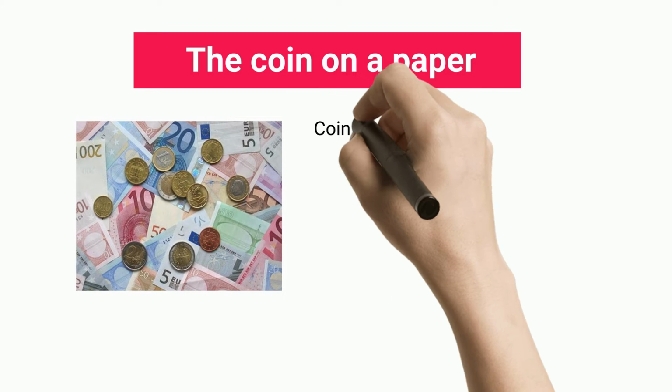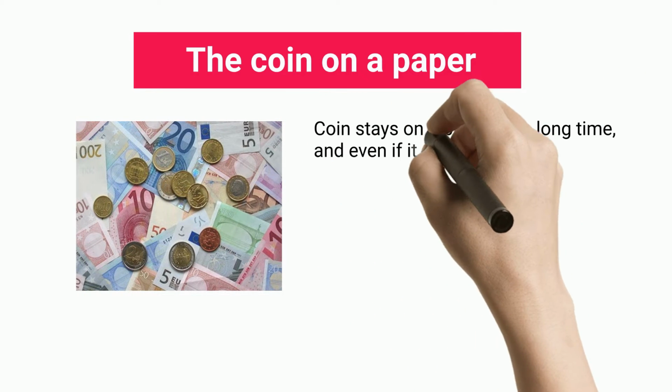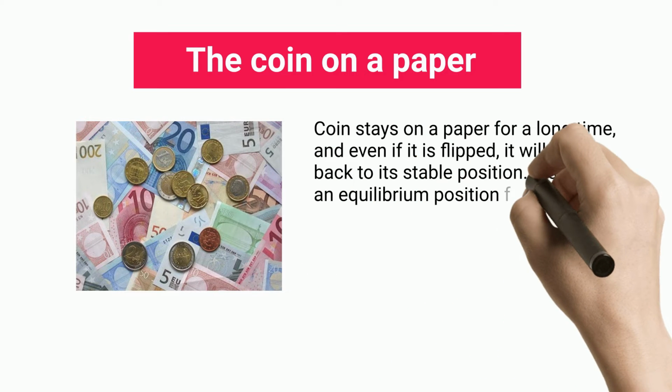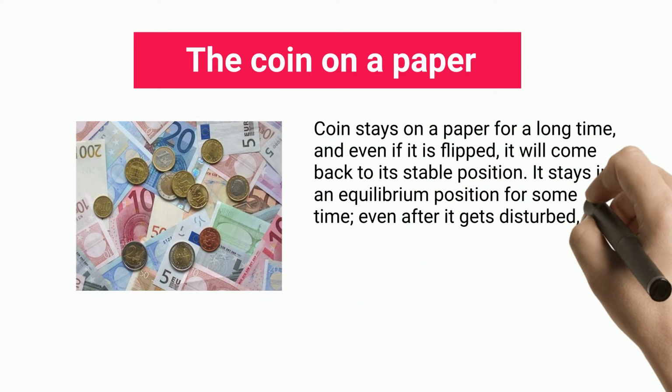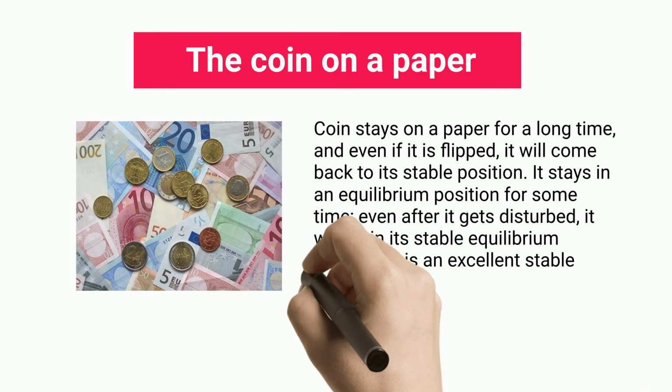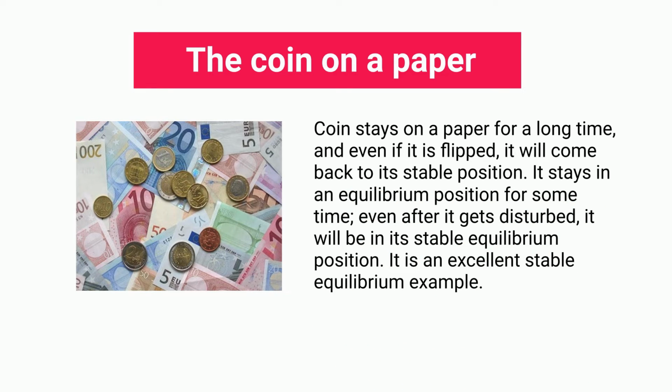The coin on a paper. A coin stays on a paper for a long time, and even if it is flipped, it will come back to its stable position. It stays in an equilibrium position for some time, and even after it gets disturbed, it will be in its stable equilibrium position. It is an excellent stable equilibrium example.